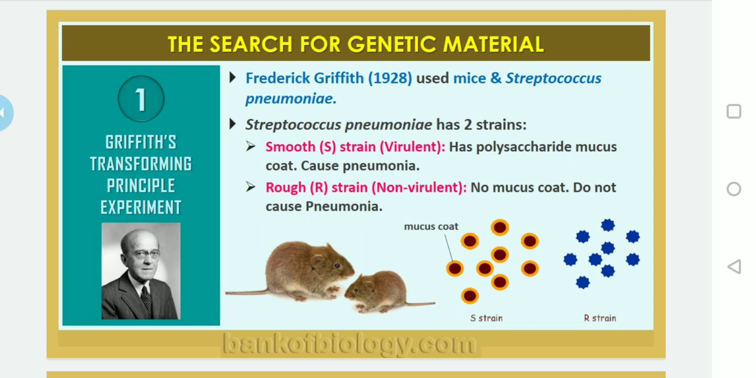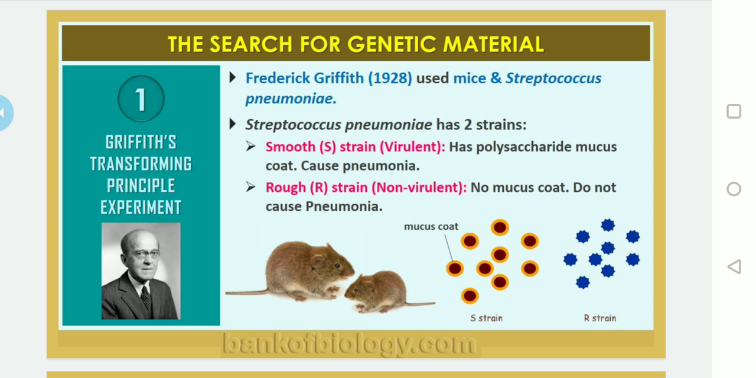Let us discuss the first experiment in the search for genetic material: the transforming principle. It was discovered by Frederick Griffith in 1928. Please note down a few points that are not present in your NCERT, so those are very important for the purpose of your competitive exams.